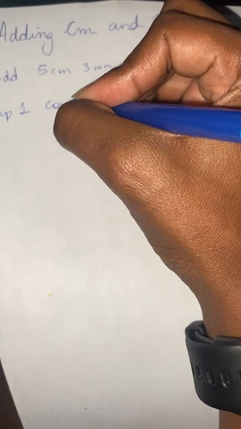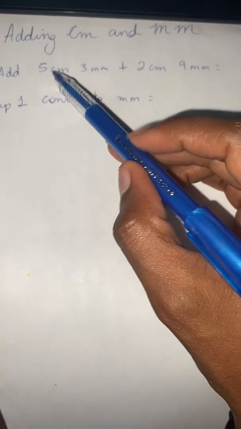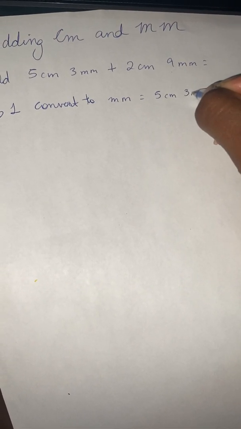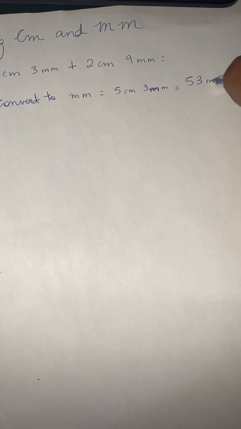So step 1 would be convert to millimeters, and we already know how to do that. So I'm gonna write 5 centimeter 3 millimeter. Okay, and that gives me 53 millimeter. Now remember, we know how to do this.